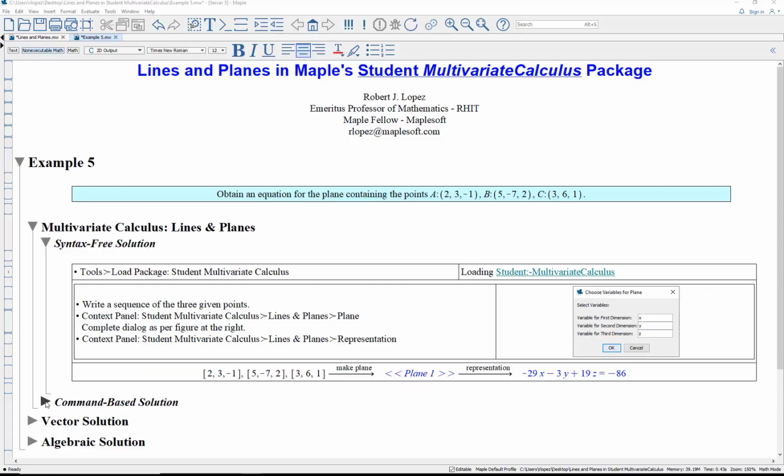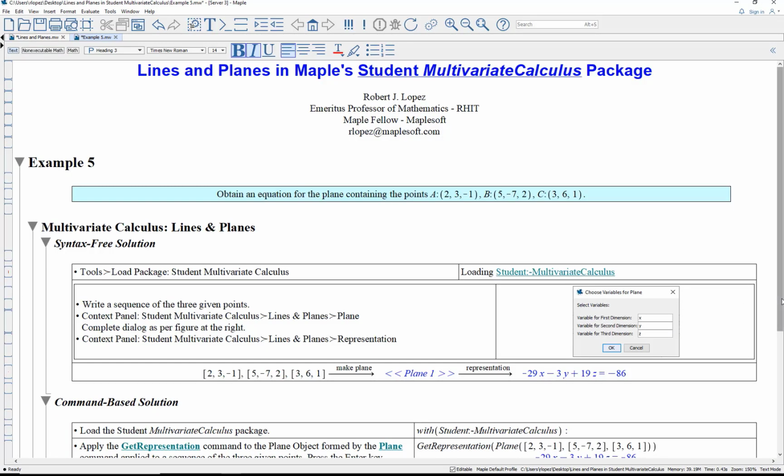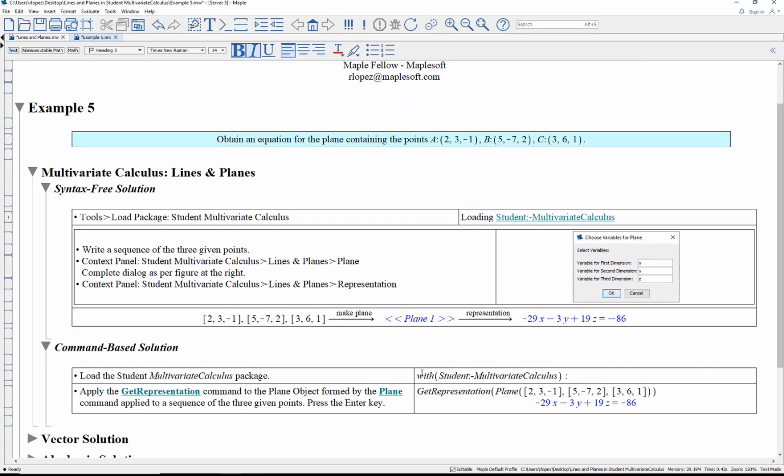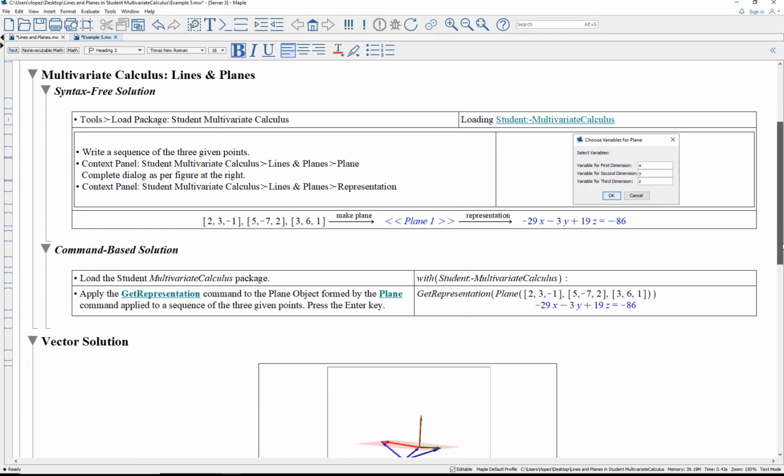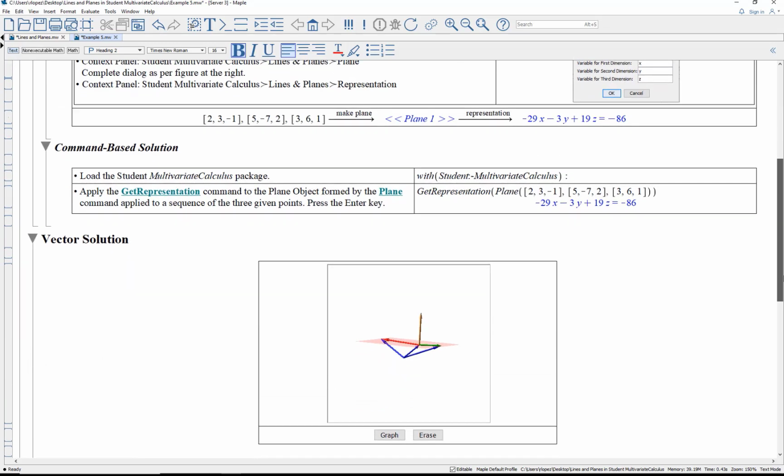A command-based solution would start with the with command to load the package, create the plane object, apply the plane command to the sequence of 3 points, and wrap that with a get representation command. You get the equation of the plane. The traditional vector solution can be implemented in Maple, but we're going to draw a picture first.